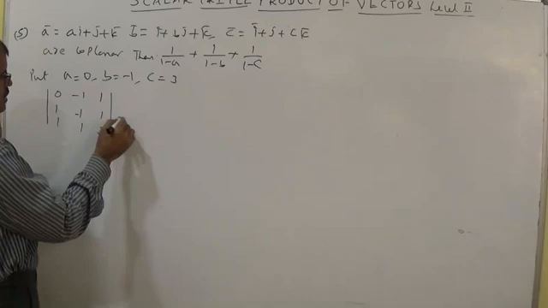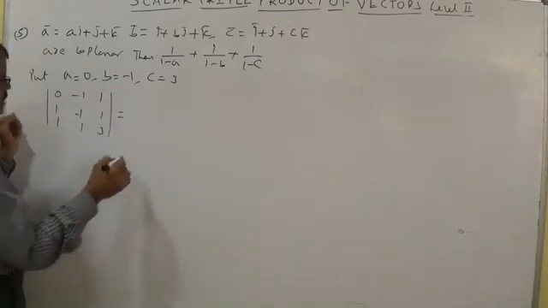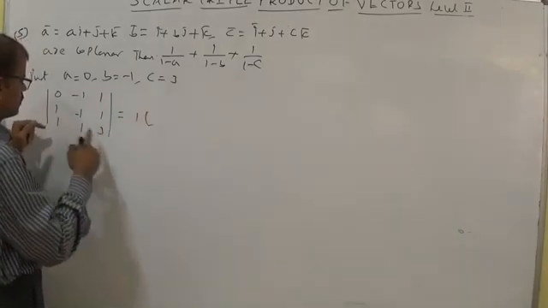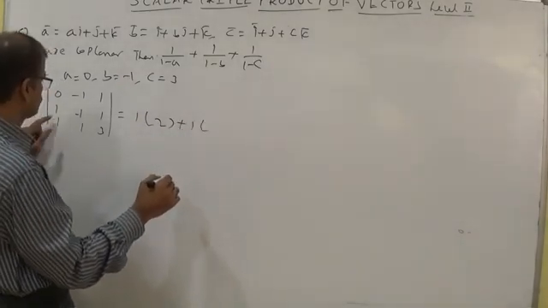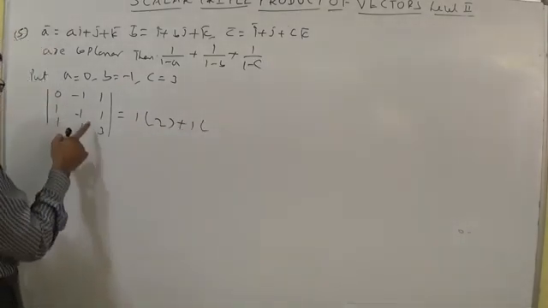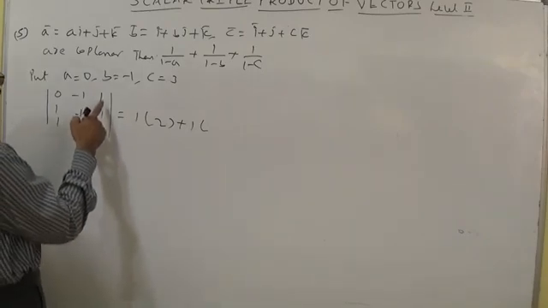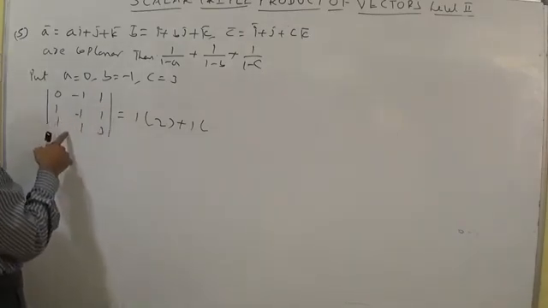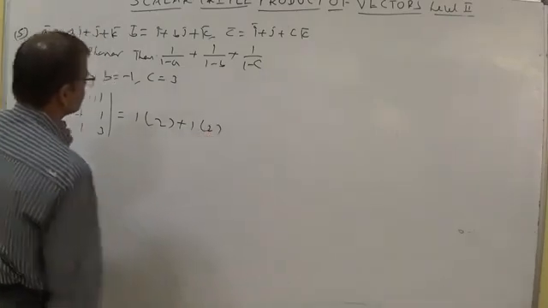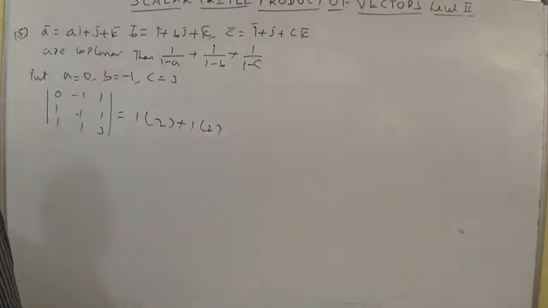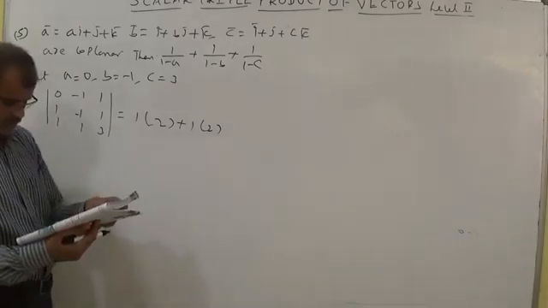Now let us calculate that. First 0, no need to write. Next, 1 into (3 minus 1) becomes 2, plus 1 into (minus 1 into 3 minus 1)... next plus 1 into (1 minus 1...) 1 into (1 plus 1) is 2. The value should be equal to 0. A is equal to 0, B is equal to minus 1.